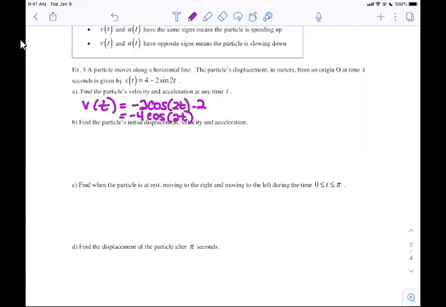Just to make sure you have the right foundation, velocity is the derivative of position. So don't forget the chain rule. That's -4 cosine 2t. Acceleration is the derivative of velocity. And remember, derivative of cosine is negative sine. So that's going to be a +4 sine 2t times the 2.